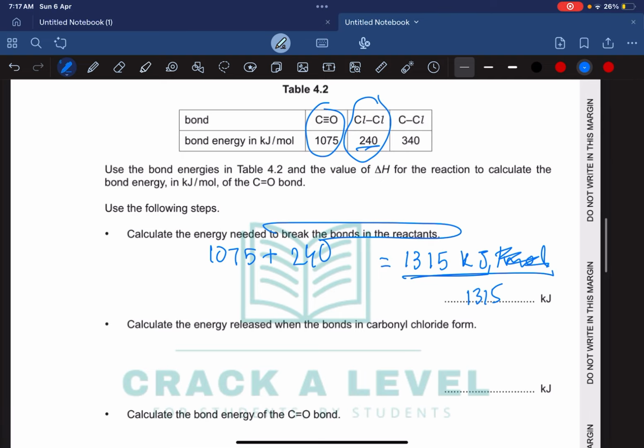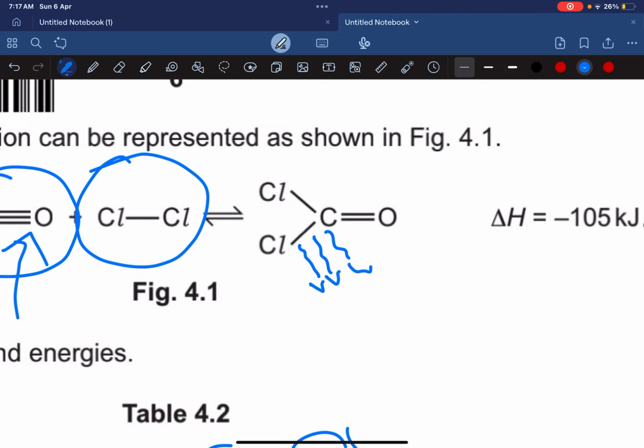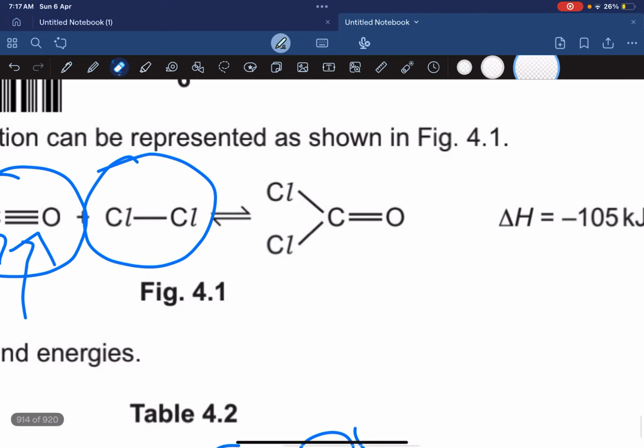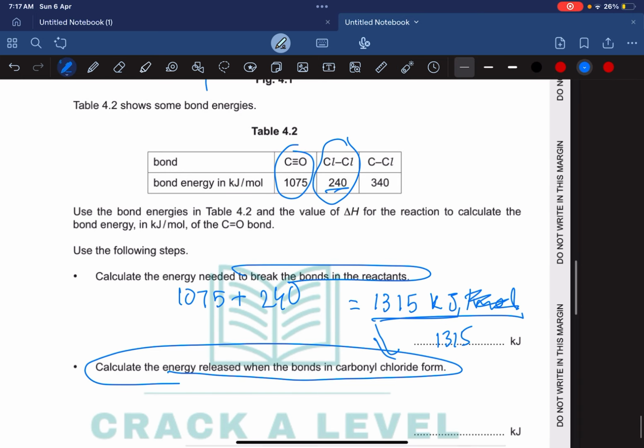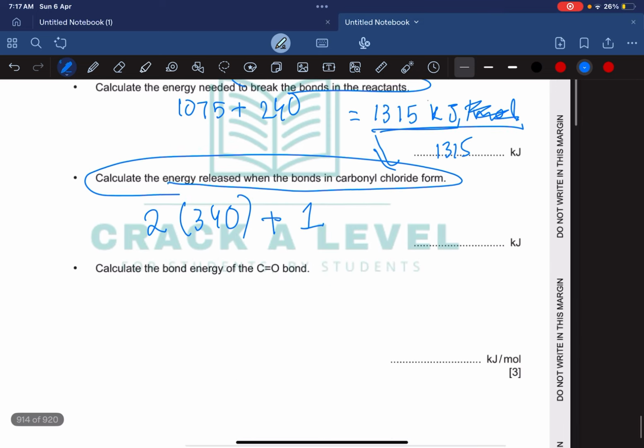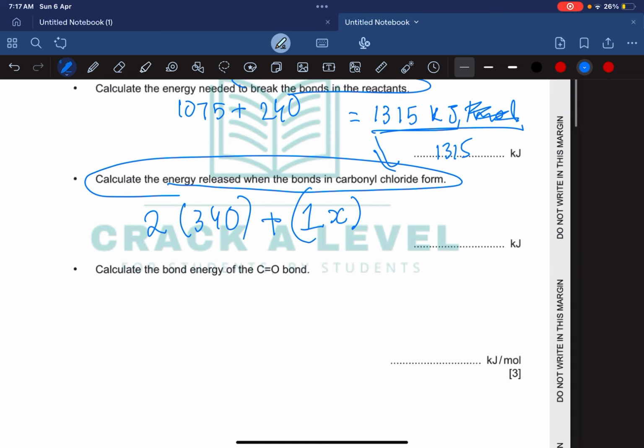Calculate the energy released when the bonds in carbonyl chloride are formed. Now you release energy when you are forming bonds. Energy is coming out. So basically you have two carbon chlorine bonds. This is your first carbon chlorine bond, this is your second carbon chlorine bond, and you have one carbon oxygen double bond. So it's going to be 2 times the single bond with chlorine, which is this carbon chlorine bond, 340, plus 1 times the carbon oxygen bond. Because we don't have the value for it, we can write x. Right now we don't have the value for x, so we cannot find the energy released when the bonds are formed. So let's move on to the next part.